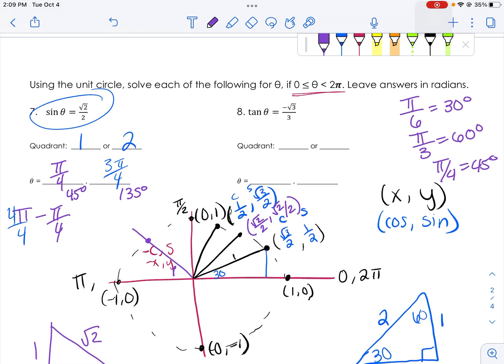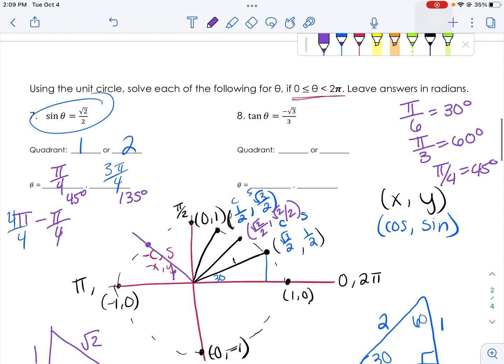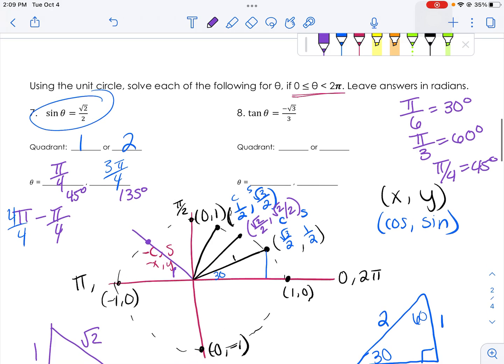And then for tangent, since tangent's not part of my unit circle, I would probably use just a special right triangle to figure out where tangent is square root of 3 over 3. If you see a square root of 3, hopefully you think that comes from the 30, 60, 90 triangle right away. So 30 is 1, 60 is square root of 3, and 2. Tangent is opposite over adjacent, so it's going to be 30 degrees because that's going to give me 1 over the square root of 3, which actually simplifies to the square root of 3 over 3.